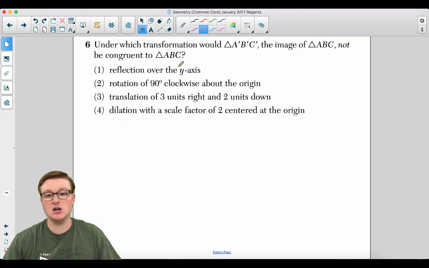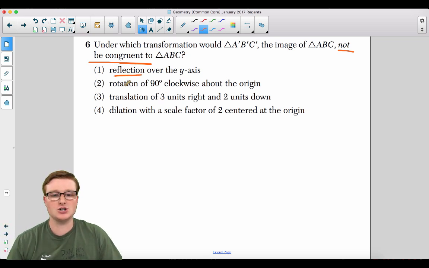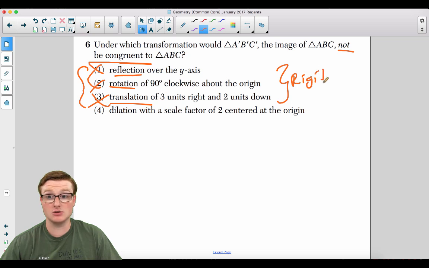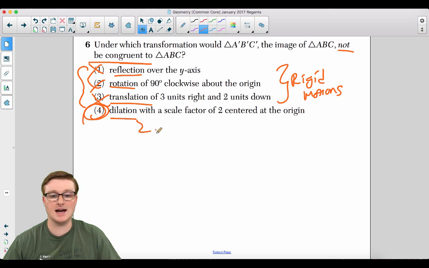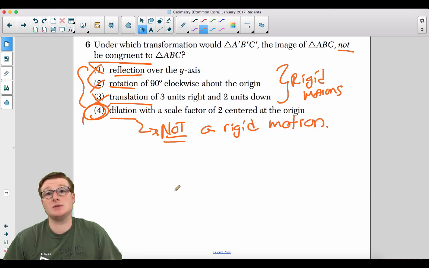Under which transformation would triangle A prime, B prime, C prime, the image of triangle ABC, not be congruent to triangle ABC? The one that we're looking for is not congruent, so therefore we're looking for the transformation that changes size and changes distance and congruency. So a reflection, no. Rotation, no. Translation, no. All of these are rigid motions. So rigid motions preserve distance and congruency. Your dilation is the answer, choice 4, because a dilation is not a rigid motion. Okay? And that's why it is going to be choice 4.